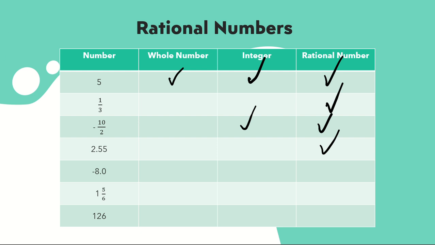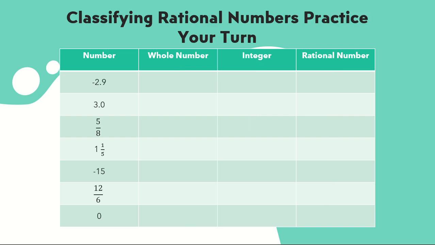Negative 8.0, where the 0 is a placeholder, so that makes it an integer and a rational. And the last two have a fractional part, so that automatically makes them rational numbers. And then 126 is a whole number, which would be a whole number, an integer, and a rational number. Try these independently.